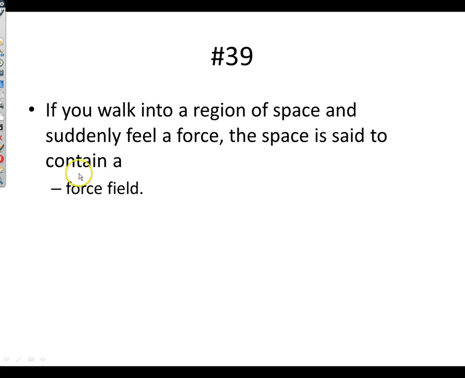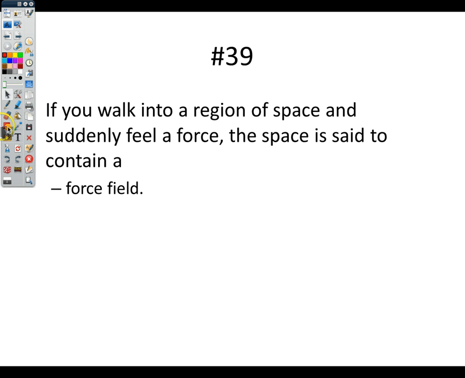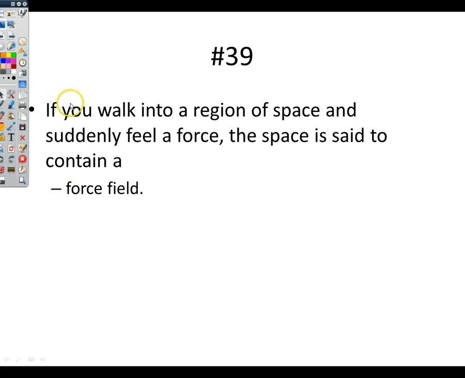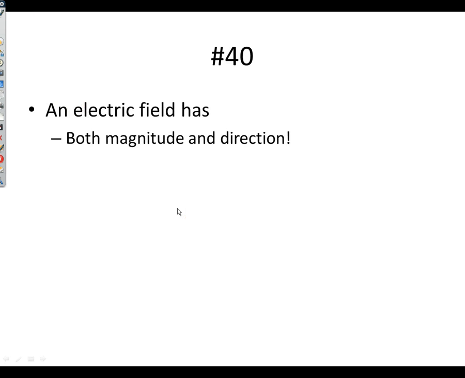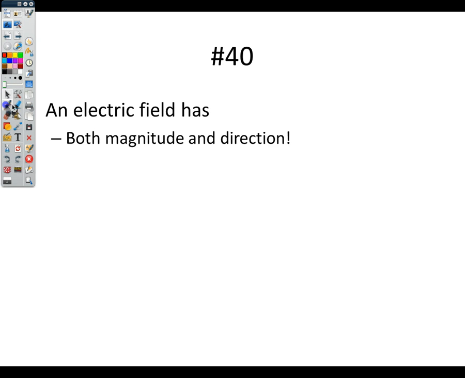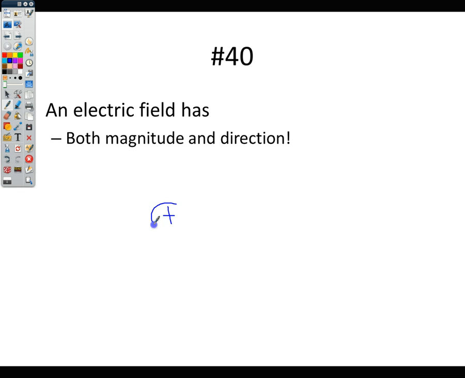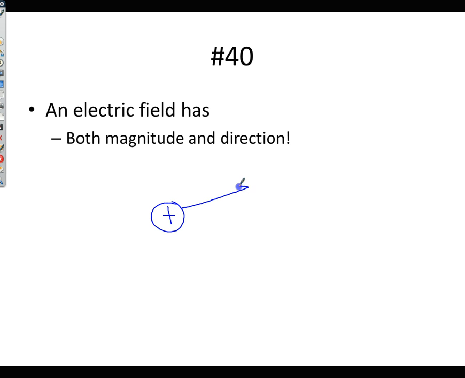For number 39, it says if you walk into a region of space and you suddenly feel a force, that space has what we call a force field. If you were able to touch the Van de Graaff generator, when you get close to it, you hear that popping and crackling, you actually feel the hair on your arm stand up. So we know that that is a force field. Number 40 is the last one. An electric field has both a magnitude and a direction. If I draw the force field coming from a positive charge, it actually will point out. It has a magnitude. So we might say here that this electric field has a certain value, maybe 10, and it has a direction. So it would be pointing up and to the right. And that is questions number 31 through 40.